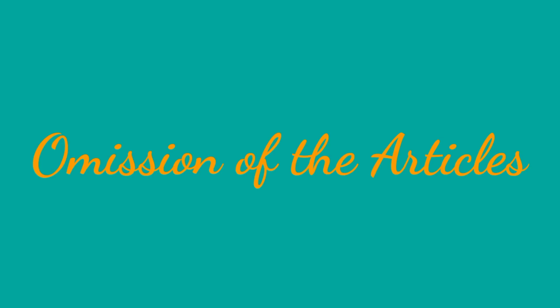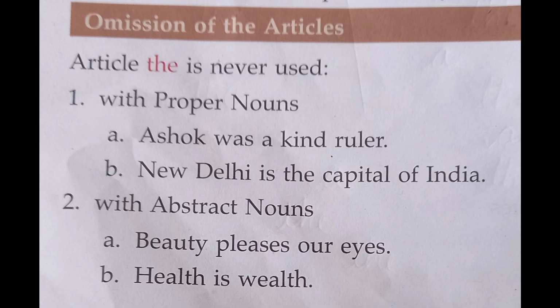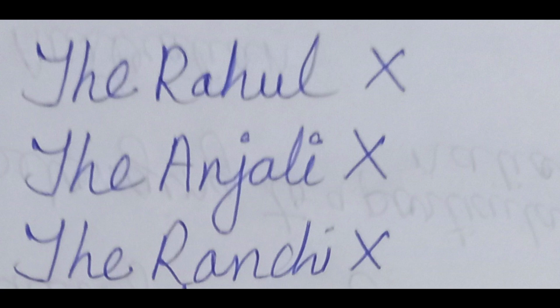Now, let us study about omission of the articles. It means when we are not supposed to use an article. Number 1. Article the is never used with a proper noun. It means that before the name of any person or any particular place, we will not use the article the. For example, if we say the Rahul, the Anjali, the Ranchi, then it is all going to be incorrect, because the is not used before any proper noun, whether it's a person or a place.